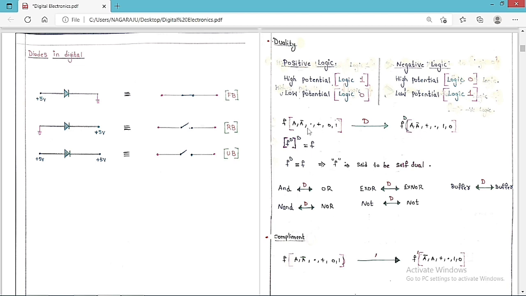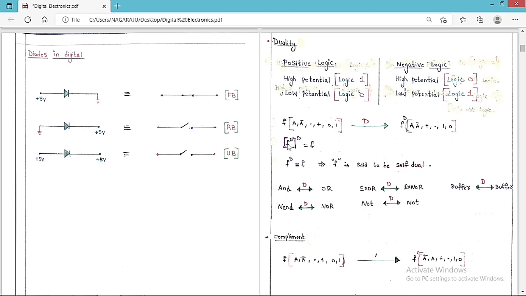Just replace AND by OR, OR by AND, 0 by 1 and 1 by 0. This is a concept that you always have to remember. If you apply the duality, never change A, never change A bar. Just change AND to OR, OR to AND, 0 to 1 and 1 to 0. This is called duality. This is the duality principle.